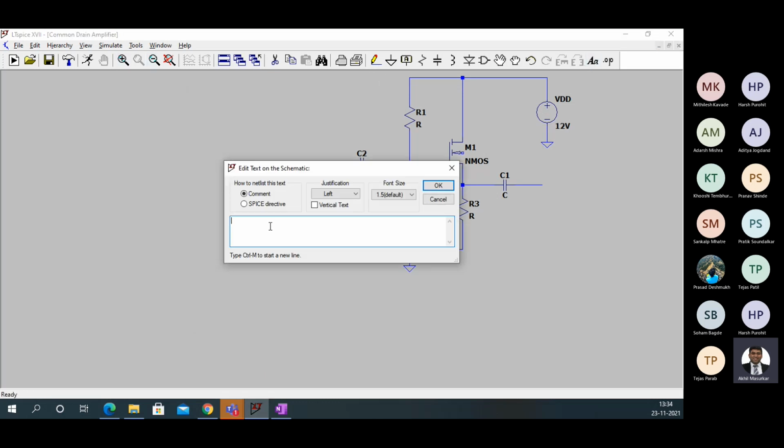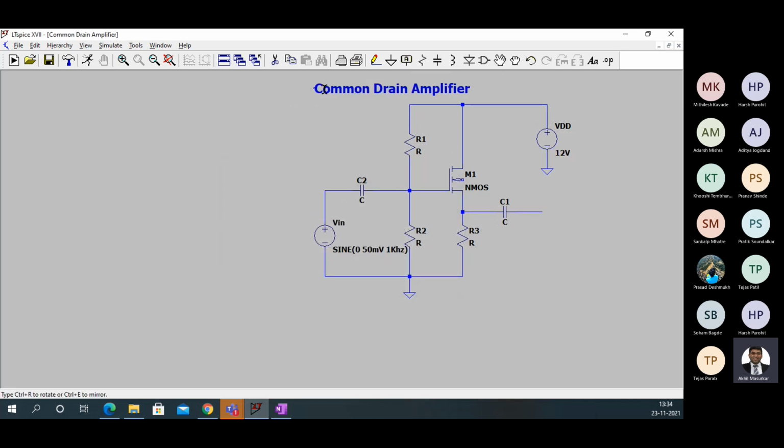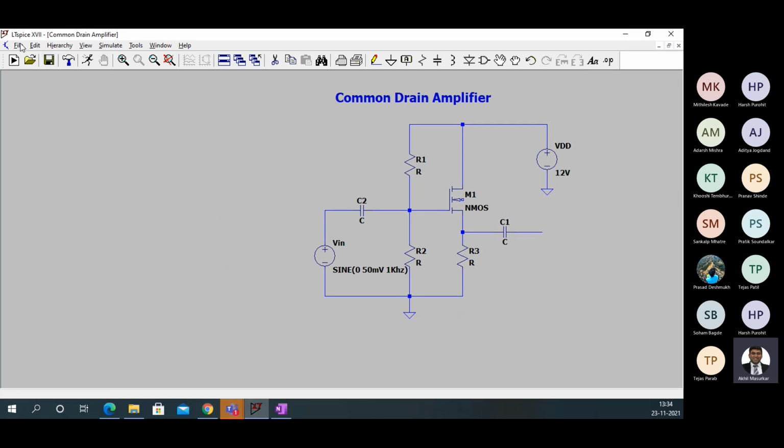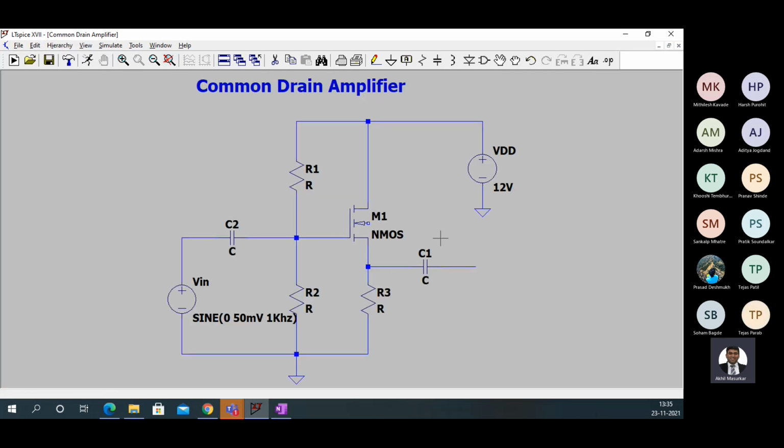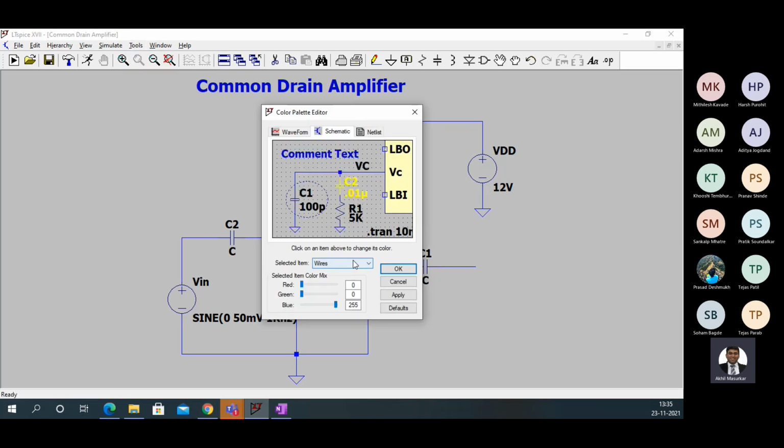Like I always say, first should be the title: Common drain amplifier. And make it big and bold. I'm going to change some color preferences. Make it white.